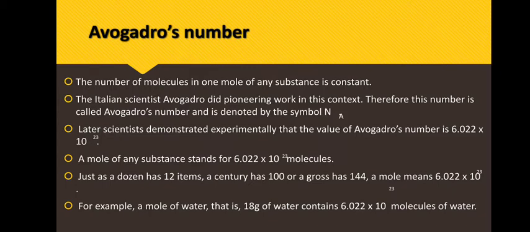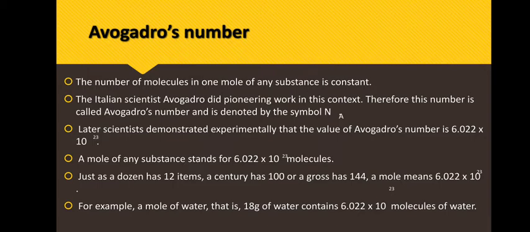Now moving on to the next concept, that is Avogadro's number, which is in connection with mole only. Now we are saying that 1 mole is the mass taken in grams of a particular substance. If you take 1 mole of any substance, the number of molecules in that particular mass is fixed, right? So the number of molecules in 1 mole of any substance is constant. The Italian scientist Avogadro did pioneering work in this context. Therefore, this number is called Avogadro's number and is denoted by the symbol N subscript A. Okay, please make that correction.